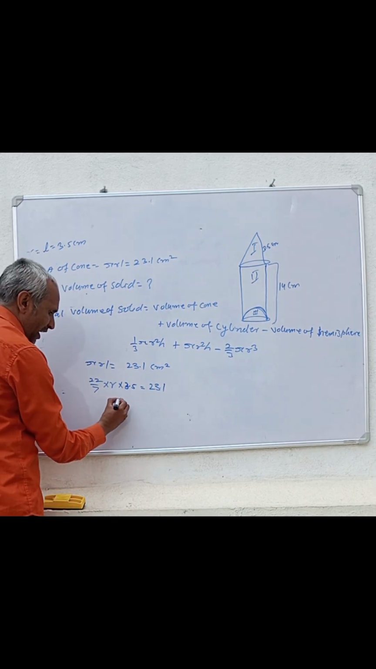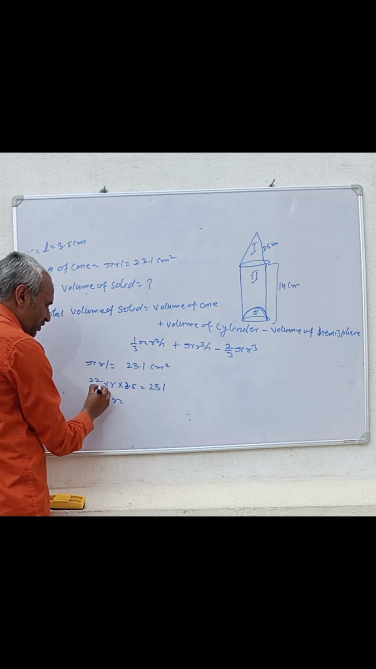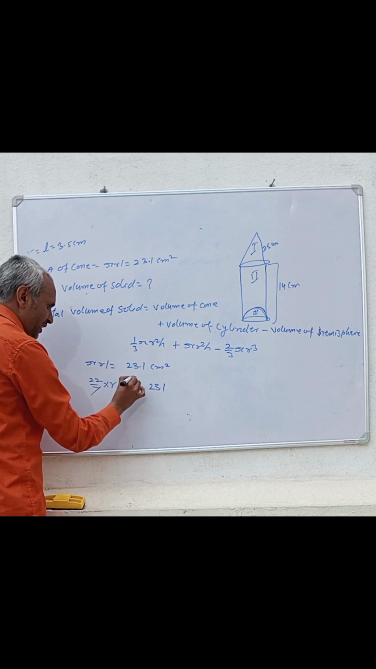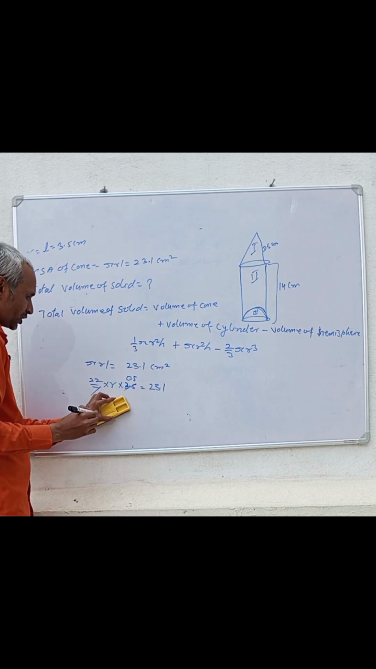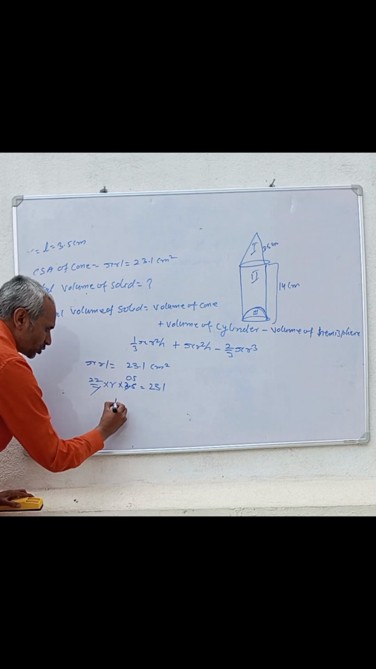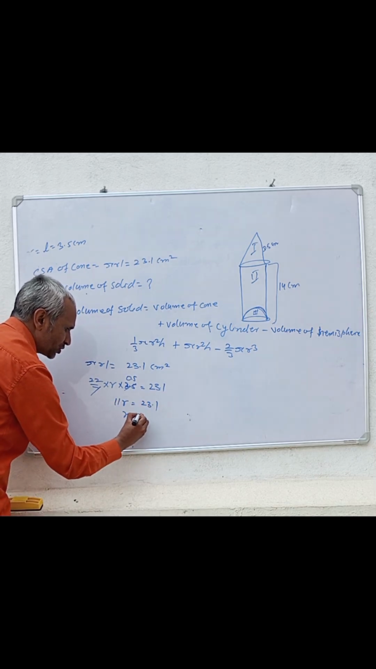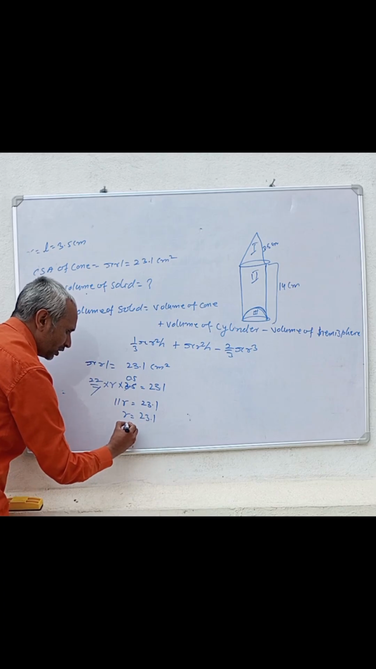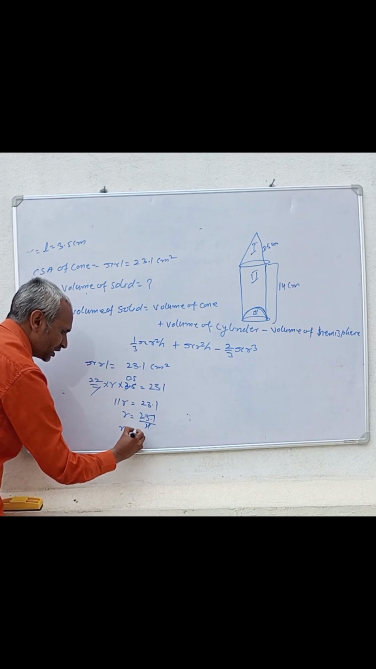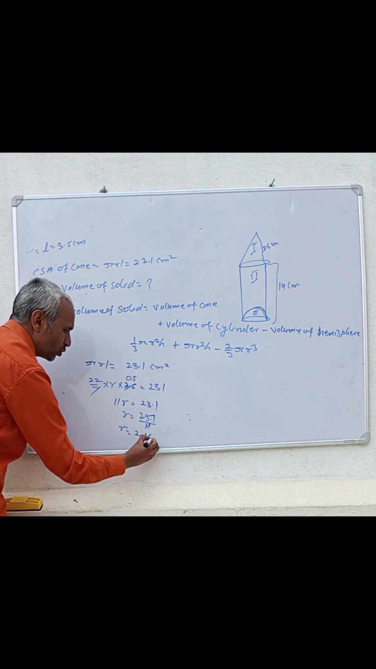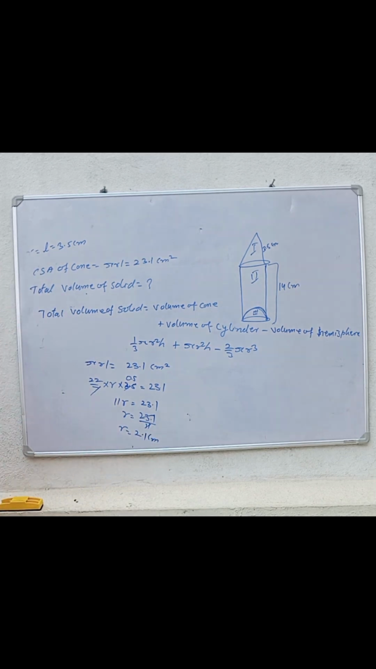Now we can write r in reverse. We cancel, and 22 into 0.5 becomes 11. So 11 r is equal to 23.1, and r is equal to 23.1 by 11. Cancelling, 11 twos are 22 and 11 ones are 11, so r is 2.1 centimeter. We got the r.